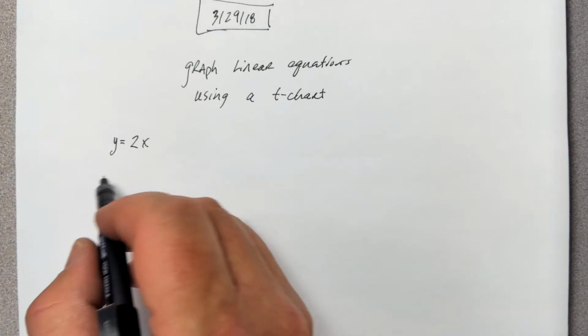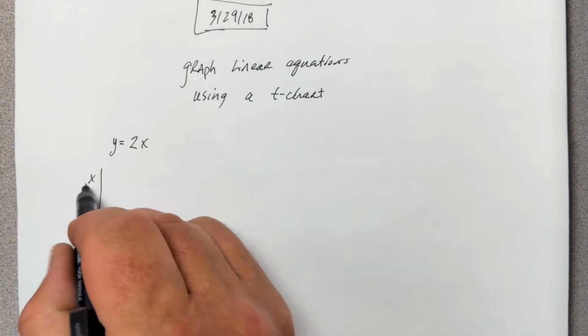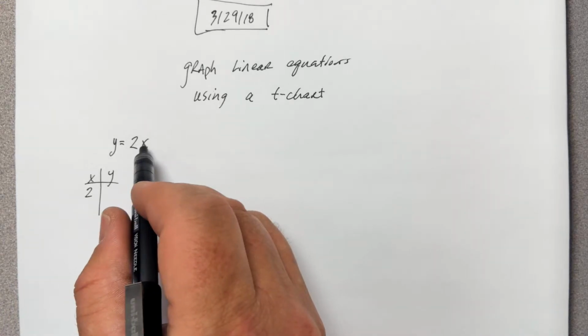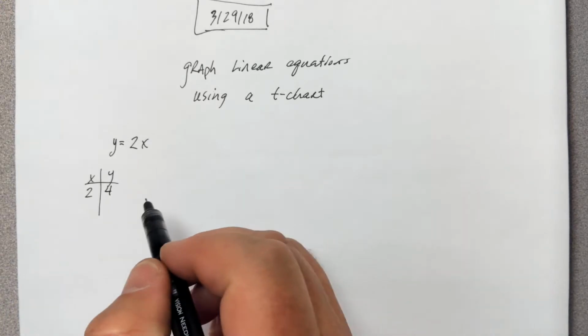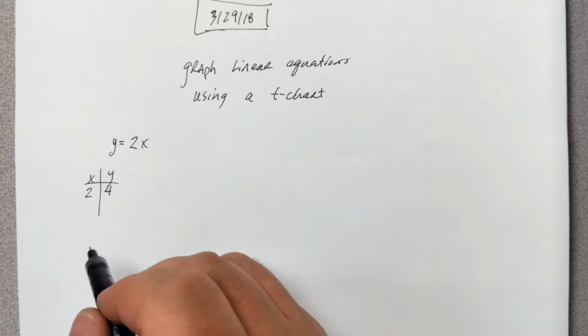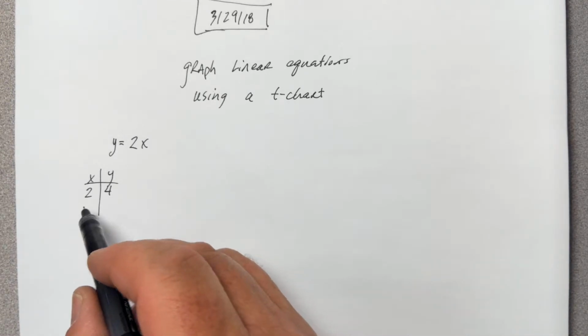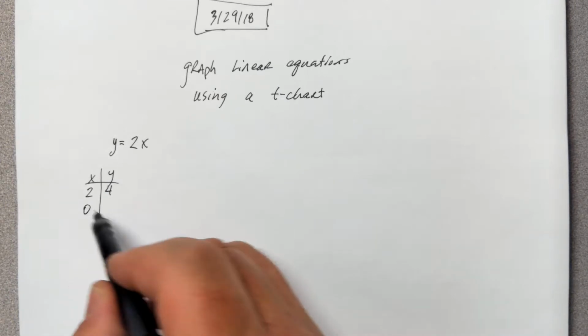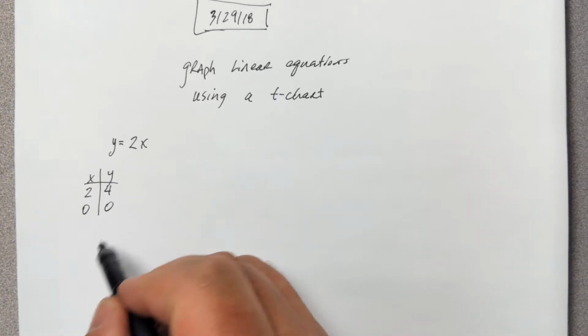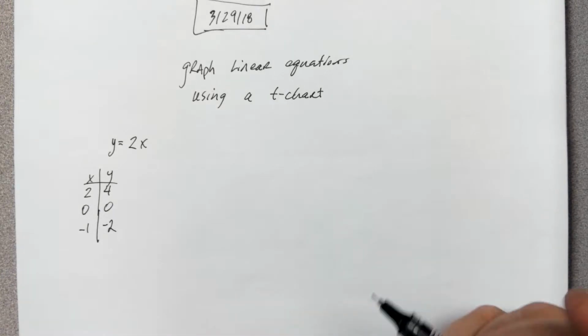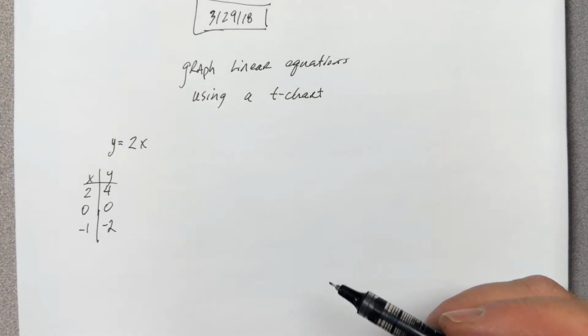And so the way you guys would do it is you'd come up with a number for x, like 2, and if x is 2, 2 times 2 is 4, so y would be 4, right? And you had to do 3 points, right? So we're going to do that today too. You would also maybe pick 0 for x, you get 0 for y, and maybe you'd pick -1, you get -2, right?